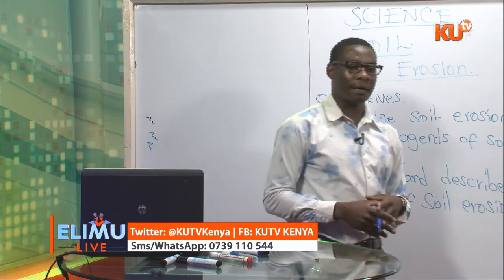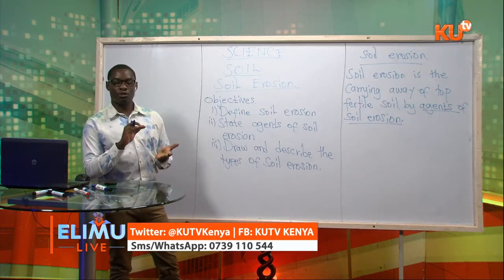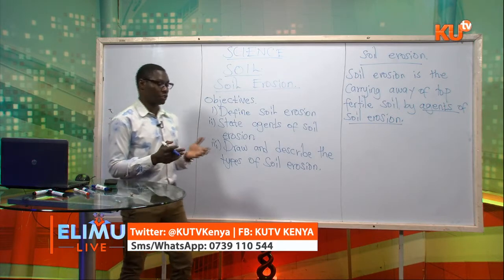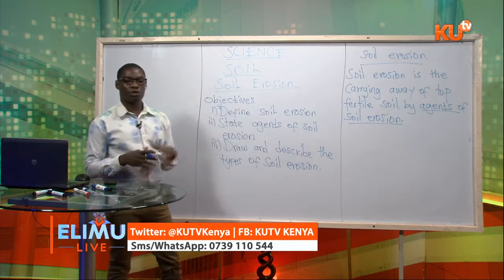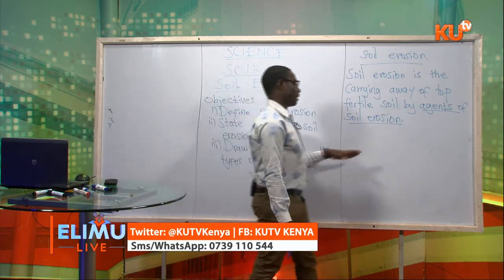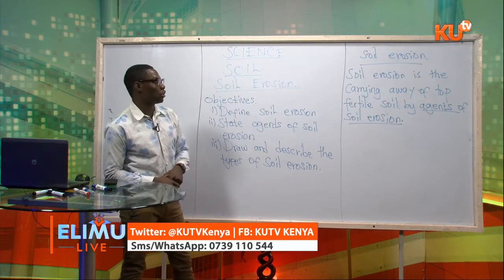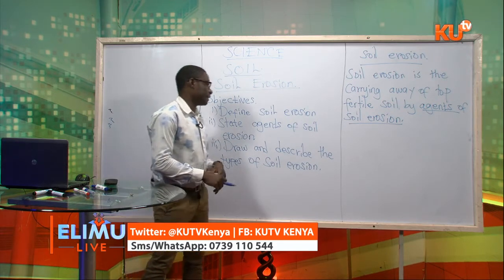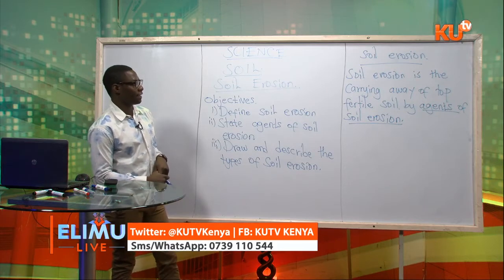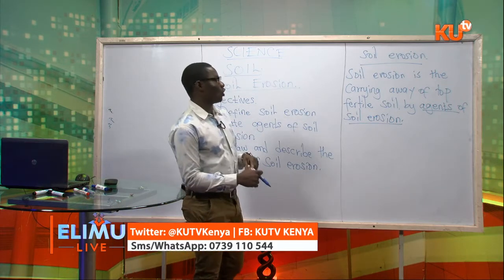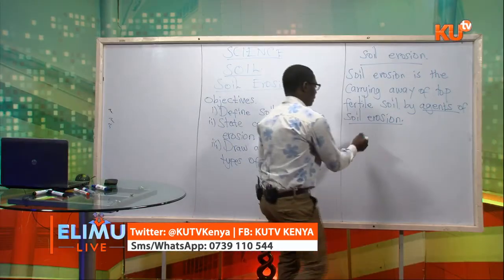If you look at different places, you will find that the level of soil usually goes down, especially when it is on a slope. It can be a steep slope or a gentle slope. On a flat land, soil erosion is not much compared to a steep slope or a gentle slope. So we'll also be looking at factors that increase soil erosion. So we have done the first objective, which is to define what soil erosion is. And I have said soil erosion is the carrying away of top fertile soil by agents of soil erosion. So we can look at the next.